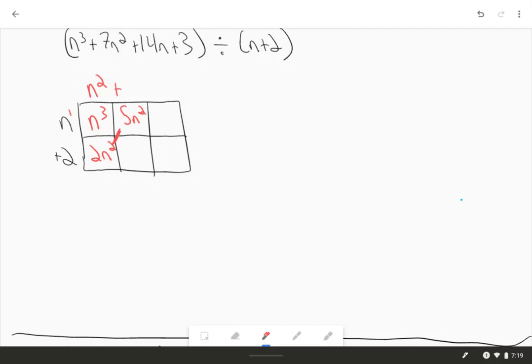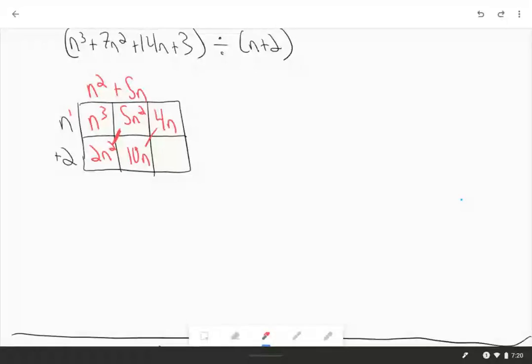Now I'm going to do the same thing. So n times what is 5n squared? That's going to be n times 5n, right? n times n is n squared. 1 times 5 is 5. So n times 5n is 5n squared. To finish out the column, 2 times 5n is going to be 10n. Okay. We'll look at the diagonal one more time. So I have 10n, but I need 14n. So to make that happen, I need to have 4n here. Right, 10n plus 4n is 14n.